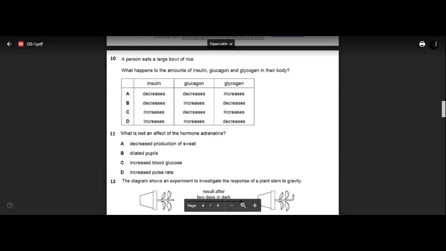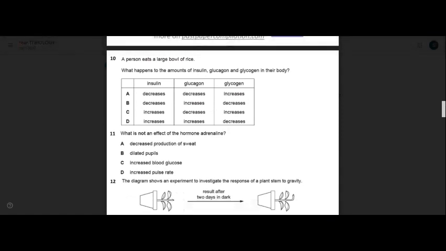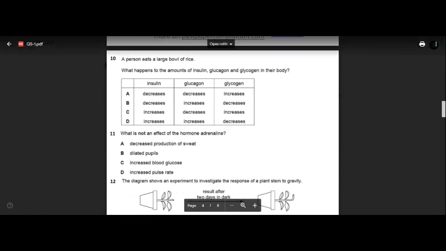Question number 10: a person eats a large bowl of rice. What happens to the amount of insulin, glucagon, and glycogen in the body? Okay, a bowl of rice, lots of carbohydrates, lots of starch. And once the rice is digested, it is broken down into small sugar molecules. So it releases lots of sugar. It increases your sugar level. Once the sugar level increases, what happens to the amount of insulin, glucagon, and glycogen in the body?